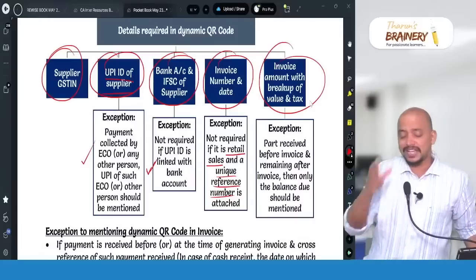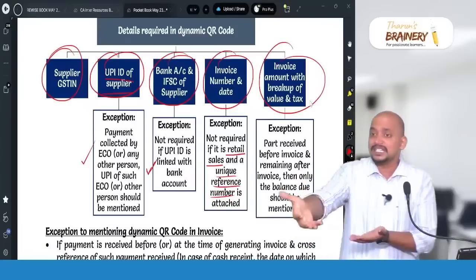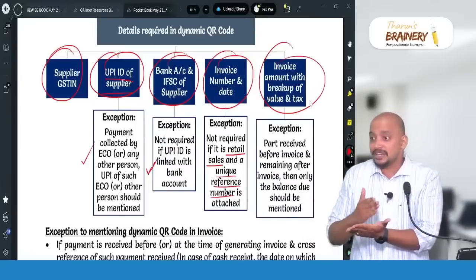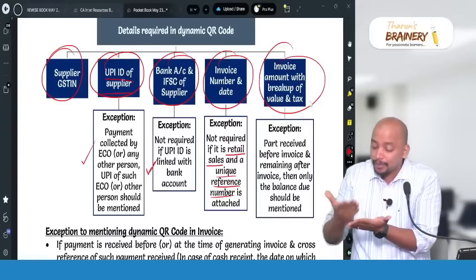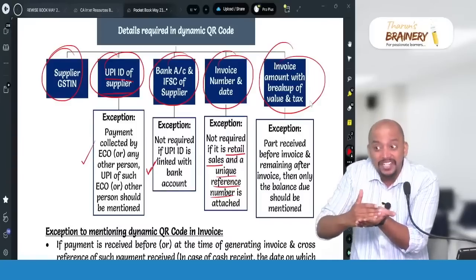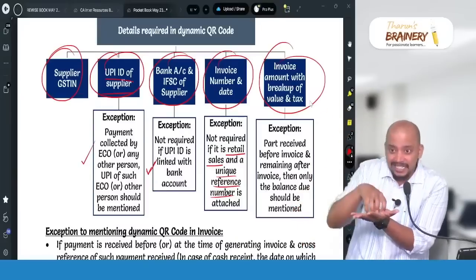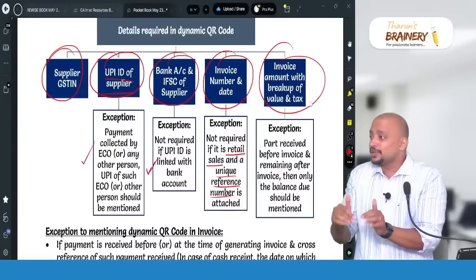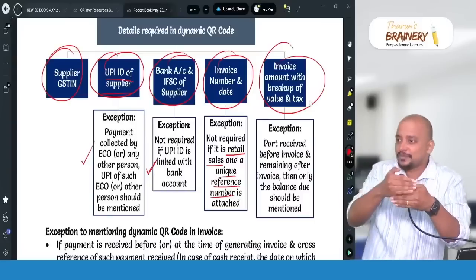First of all, this dynamic QR code will be applicable only when the payment is received after the invoice. If the payment is received after invoice or before invoice, when will the dynamic QR code be applicable? Only when the payment is received after preparing the invoice. If the payment is already collected, then the dynamic QR code is not required. Dynamic QR code is only for collecting the payment. So therefore, in the invoice we need to mention the dynamic QR code.